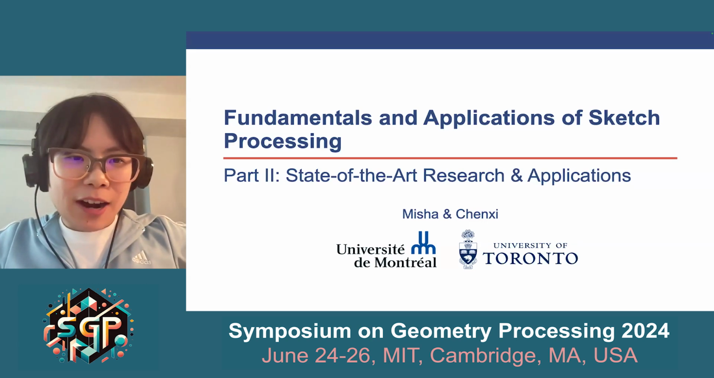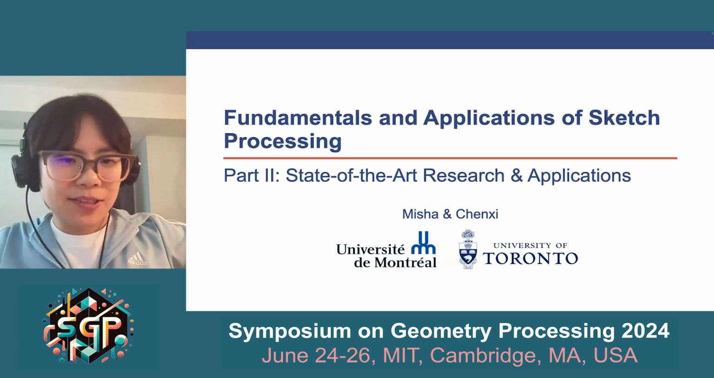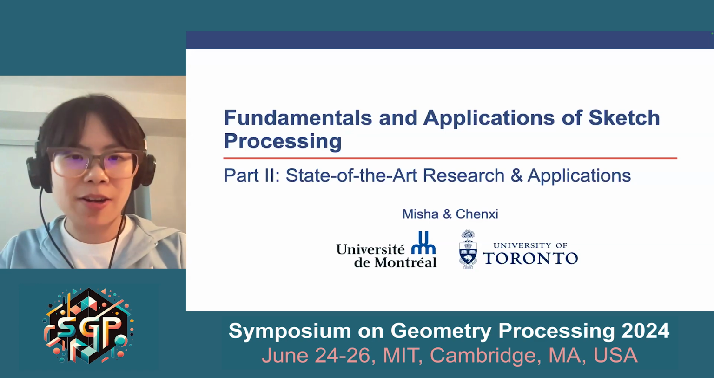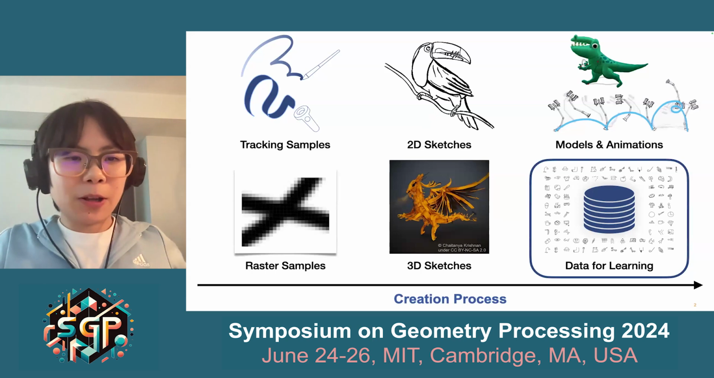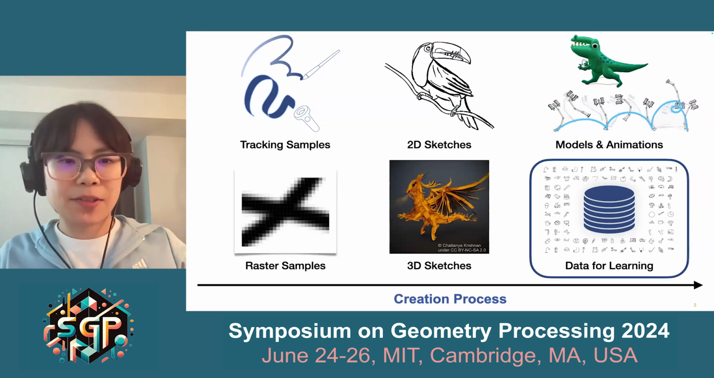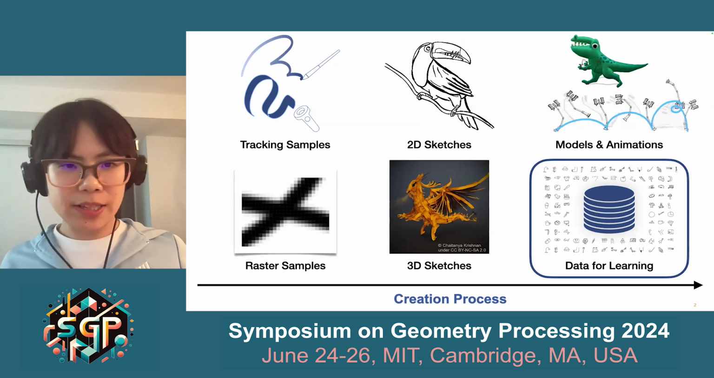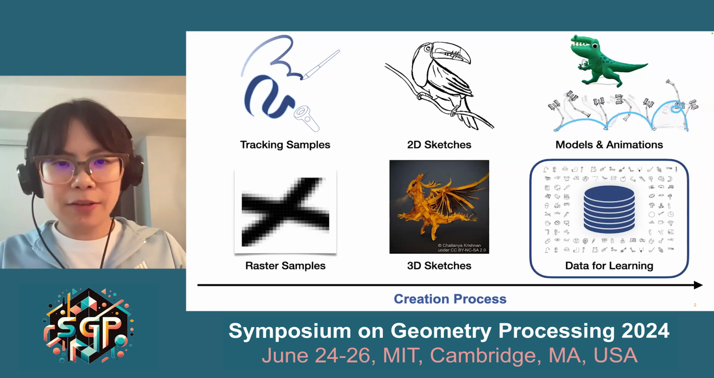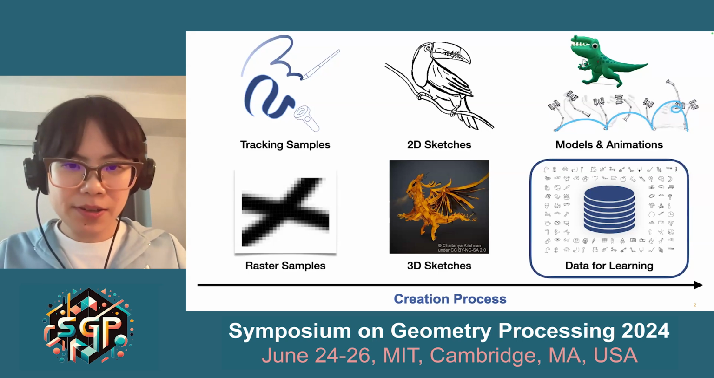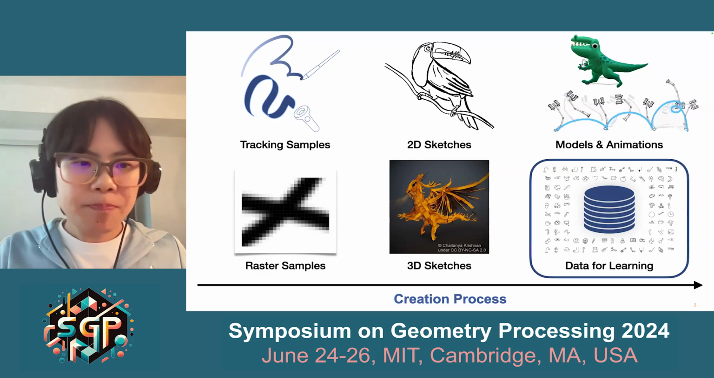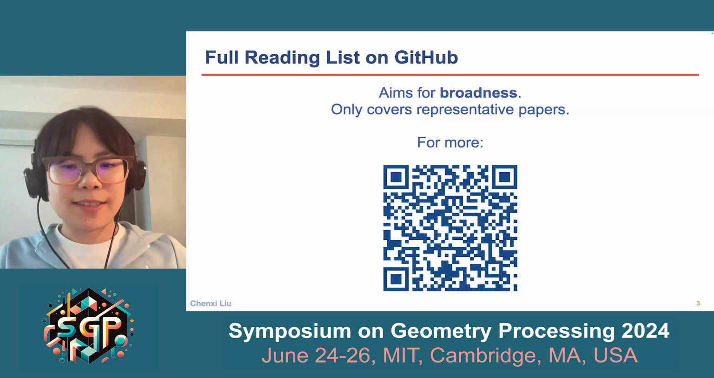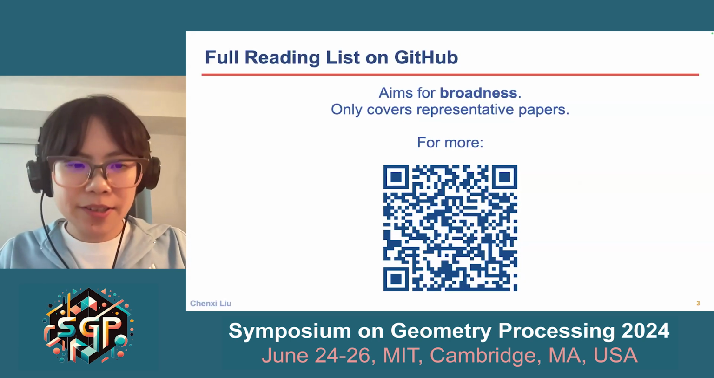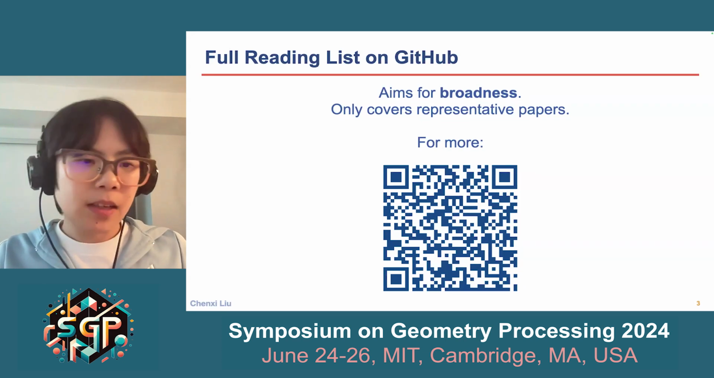So yeah, thank you for covering the fundamentals. I'm back to introduce state-of-the-art research and their applications. So we have seen this diagram before. On the very low level, we have the tracking samples, the raster pixels. In the middle, we have the 2D and 3D sketches. And on the high level, we have models and animations, also some vision tasks, okay? So I'll try to cover as broad as possible and hope you can find some aspects of sketch-related research interesting. We have a more complete list of related papers on this GitHub page.